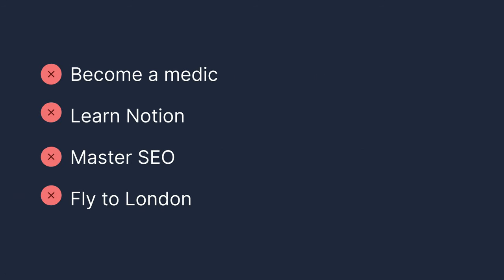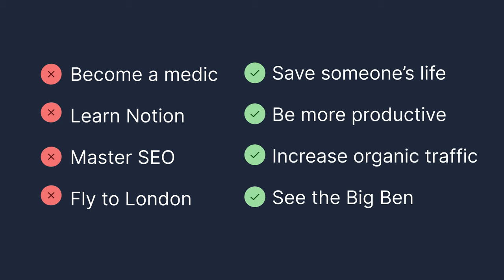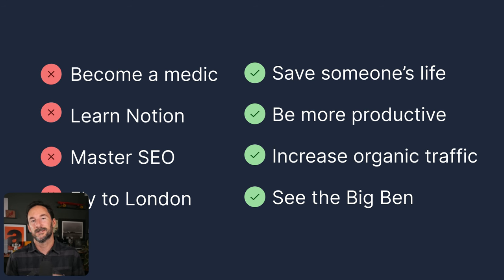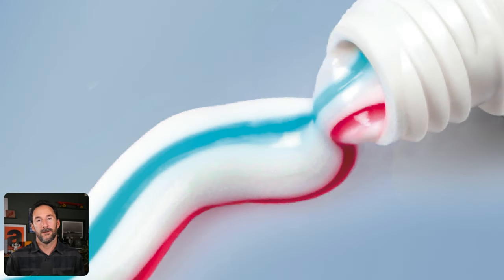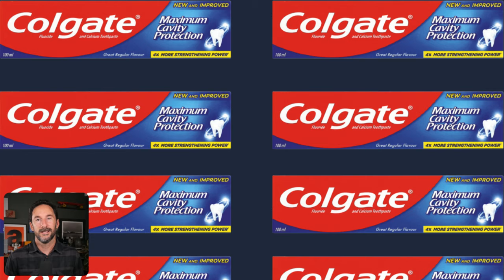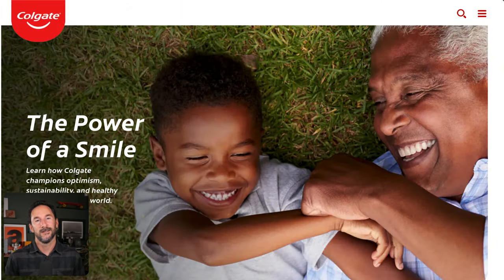So some examples, it's not about becoming a medic or learning Notion or mastering SEO or flying to London. Your thinking needs to go to save someone's life, be more productive, increase organic traffic, or see the Big Ben. It's about the results, it's about the end. So this next one is a very oversimplified example, but it's not about the actual Colgate toothpaste, and it's not about owning a lot of toothpaste. It's about the power of a smile. Try to remember that example to help you guide you.